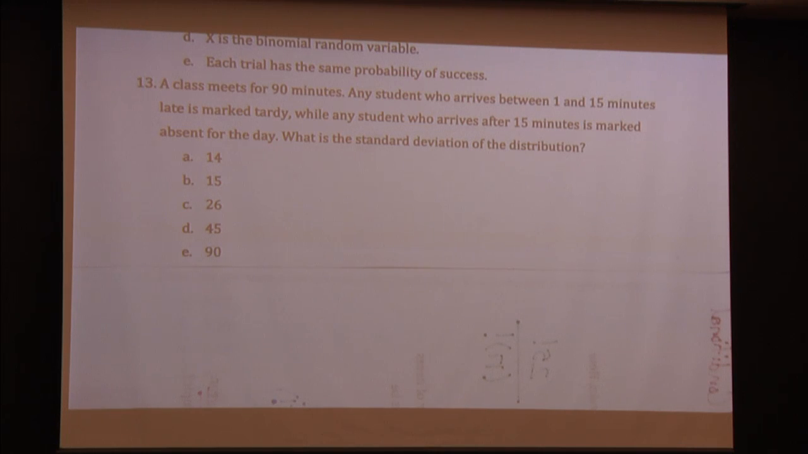So the probabilities of sort of like arrival. So if we're dealing with this fixed time period, it's 90 minutes long, what sort of distribution are we looking at?